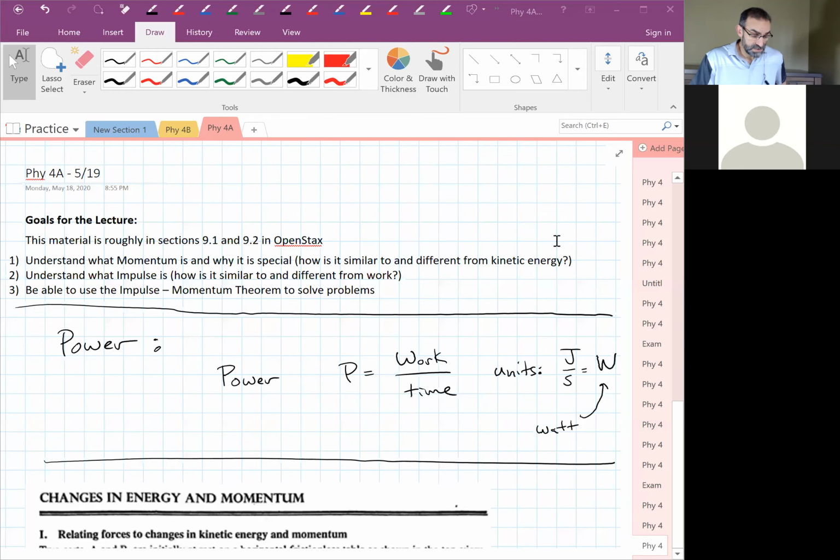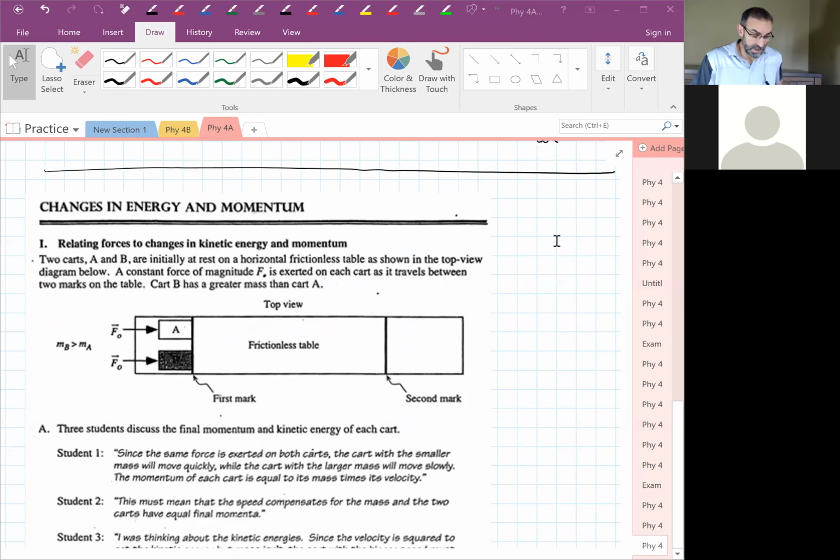So we've got these two situations here. We've got block A and block B, or cart A and cart B. They're initially at rest on a horizontal frictionless table. We're looking down from the top. A constant force, F0, is applied to each cart as they travel between the two marks on the table. Cart B has twice the mass of cart A.